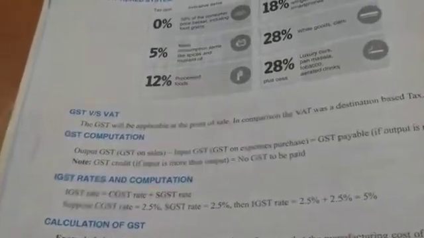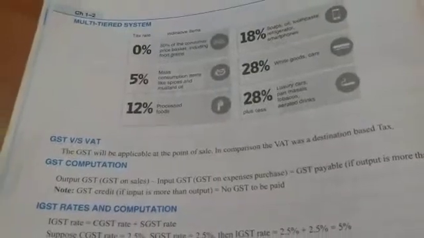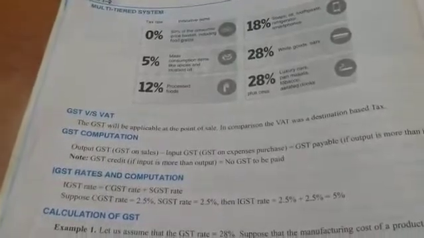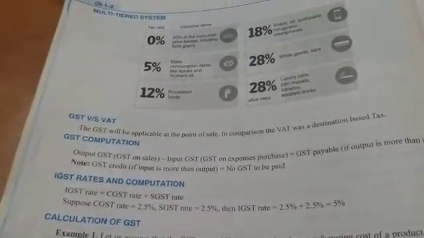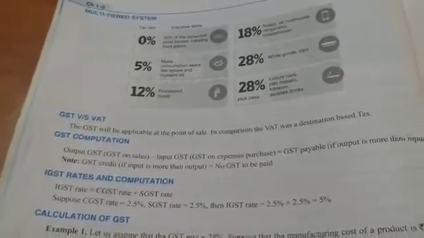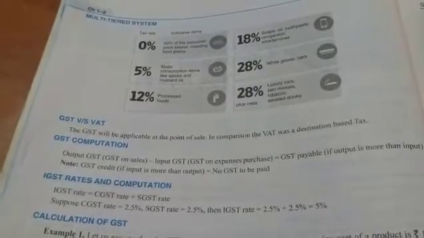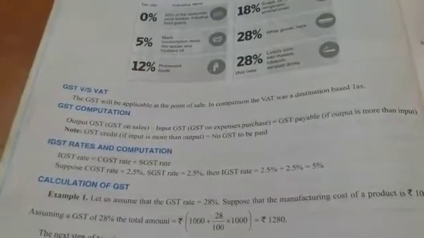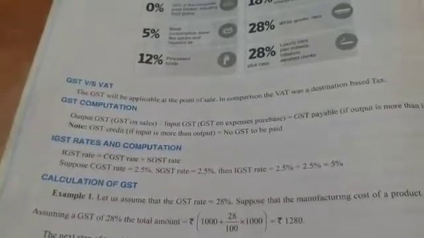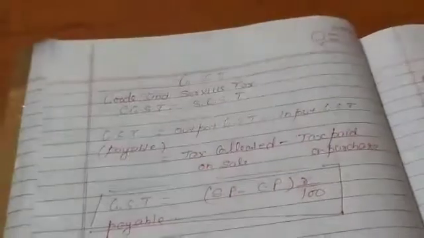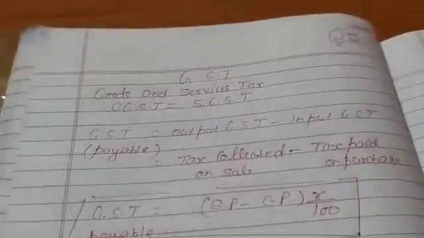GST is applicable on the sale of the article. I mean, when an article is sold, then only the GST is applicable. To calculate the GST, the formula used is output GST minus input GST.